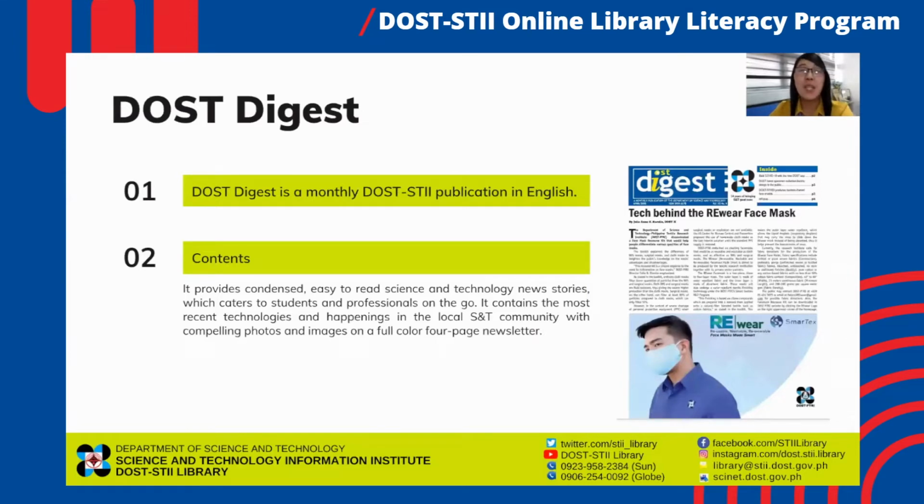Next, we have the DOST Digest, which is a monthly DOST publication. So what's inside DOST Digest? If you are looking for condensed and easy to read science and technology news stories, DOST Digest is the one for you. DOST Digest contains the most recent technologies and happenings in the local SNT community with compelling photos and images on a full-color, 4-page newsletter. So if you are a student or professional on the go, DOST Digest is the one for you.